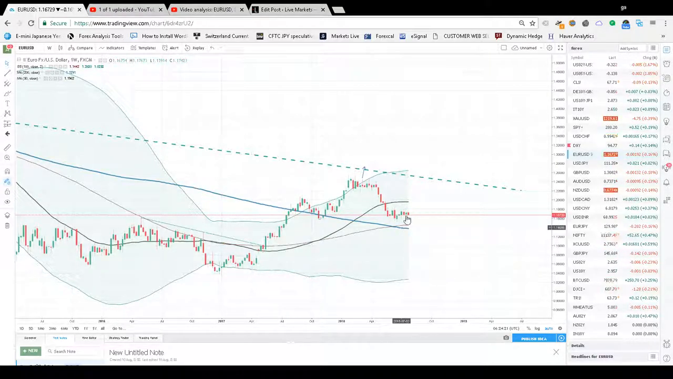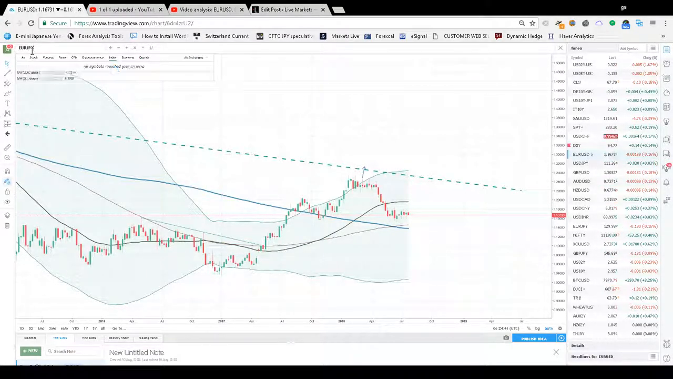This is just a minor support, it's just going to crash through, and we should be very vigilant here, because in one week, if it does crash through this, then it could fall very, very sharply to this gap here. There's an uncovered gap between 1.08 and 1.09. That gap could be filled very, very quickly. This is the euro dollar on the weekly chart.